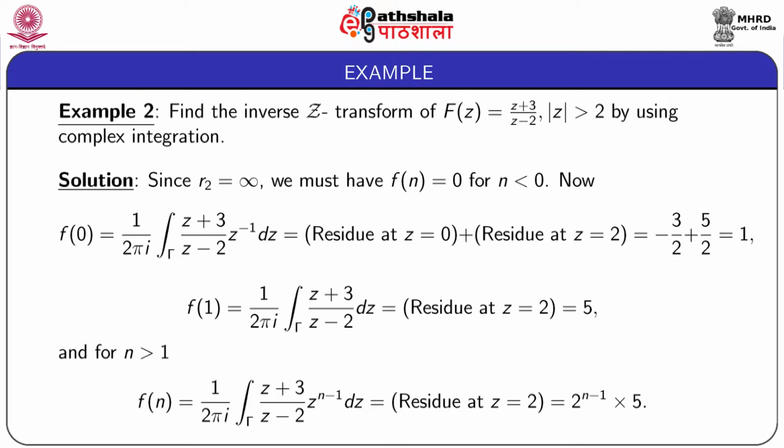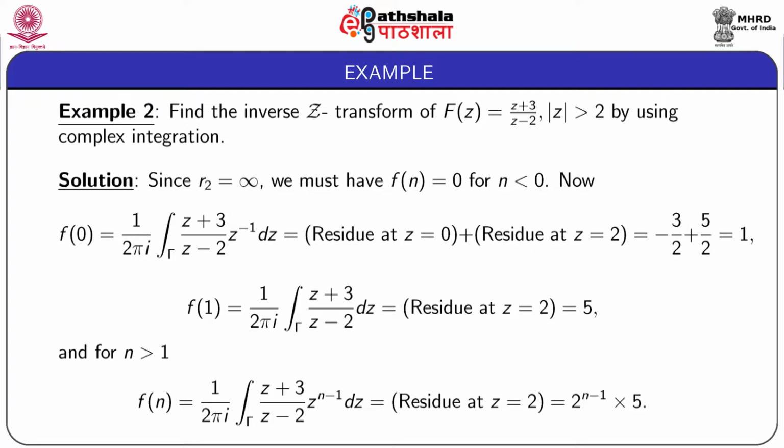Now, we calculate f at n equal to 1. F at n equal to 1 from equation 2 can be seen to be equal to 1/(2πi) times the integral over gamma of (z + 3)/(z - 2) dz. Here the integrand has a pole at z equal to 2. So, this integral is equal to the residue at z equal to 2, which can be calculated to be equal to 5. So, f1 equal to 5.